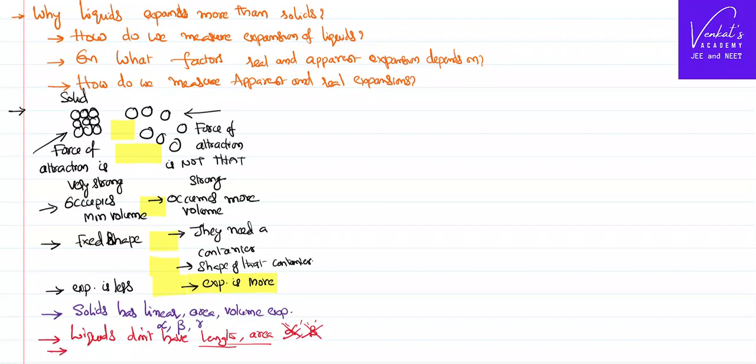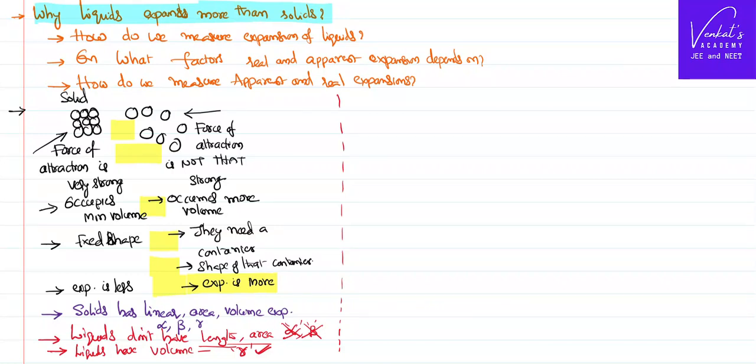Liquids have a particular volume, and hence we have only volume expansion, and we define only gamma. So unlike solids, which have three coefficients, linear, areal, and volume, liquids are going to have only volume expansion, right? I have already explained why liquids expand more than solids.